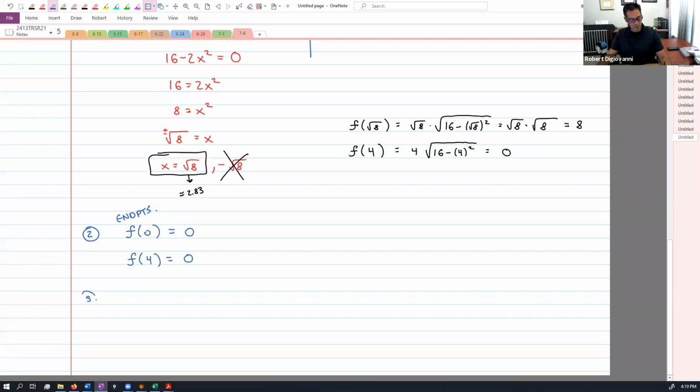So for the final step 3, our absolute max, what is the maximum value of this function? 8. Now written as a point, it's root 8, 8. And then the absolute minimum of this function is what? What's the smallest value we see? 0, but it occurs where? When we plug 0 in, we get 0, and when we plug in 4, we get 0.